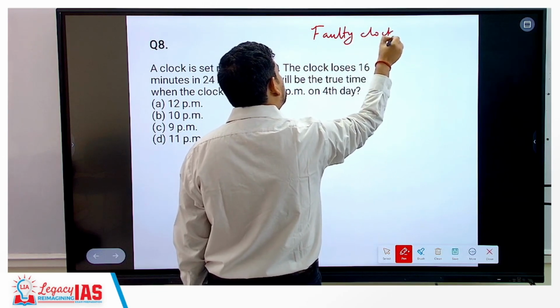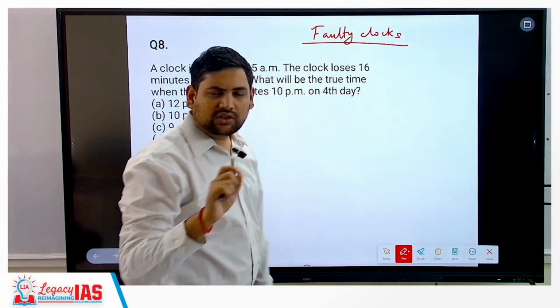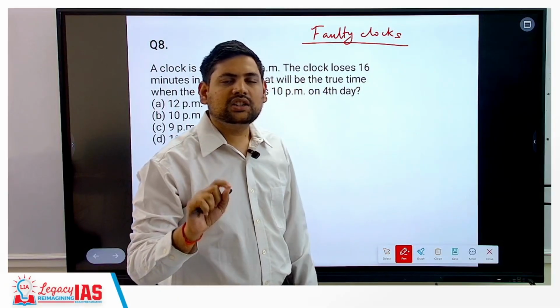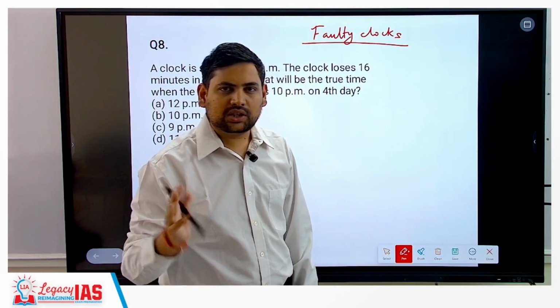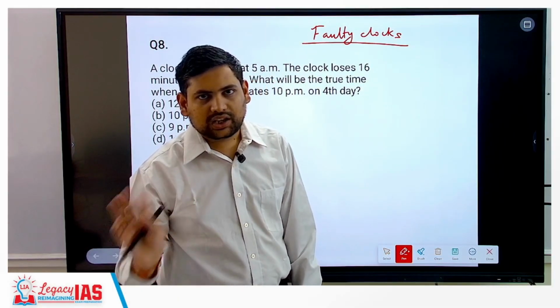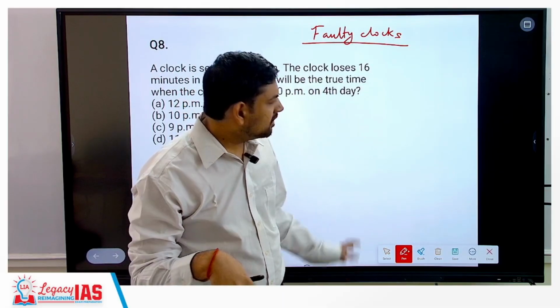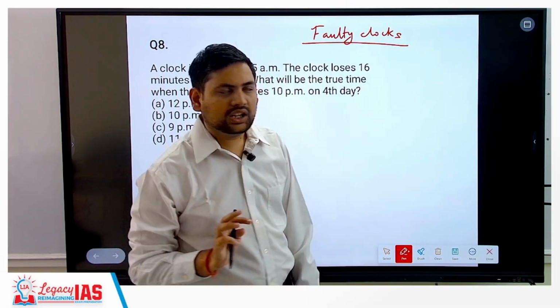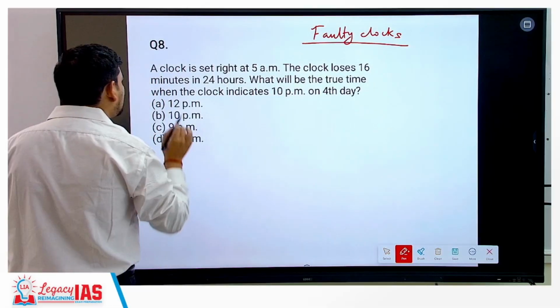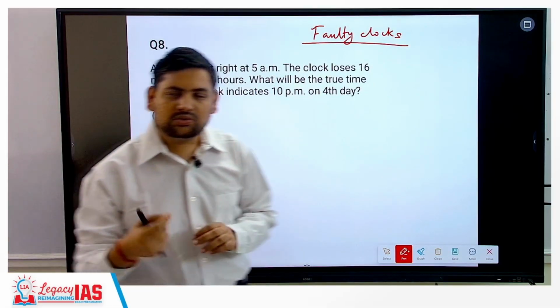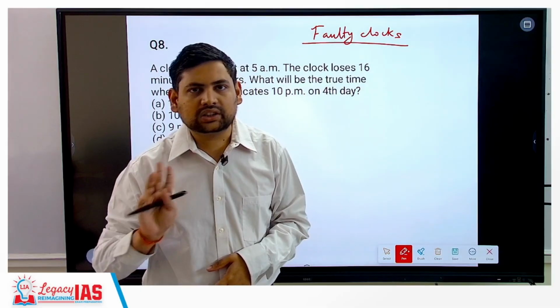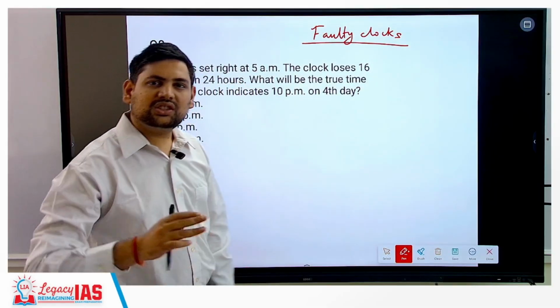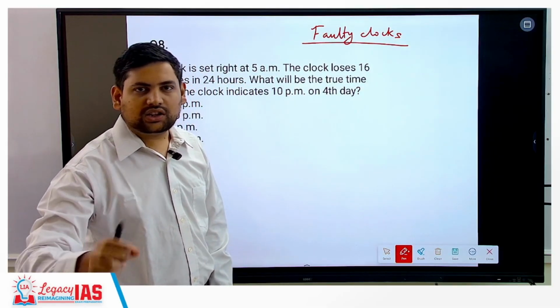One was about, in that it used to be given that instead of 65 and 5 by 11 minutes they meet in this much time. That was given. Now these are two different kinds of question. Basically these questions tell you how much a clock loses or gains in a particular time interval. Then you have to just extend it for the given interval and find the answer.